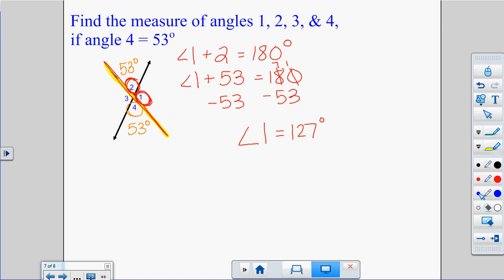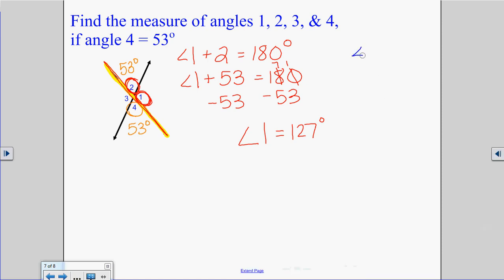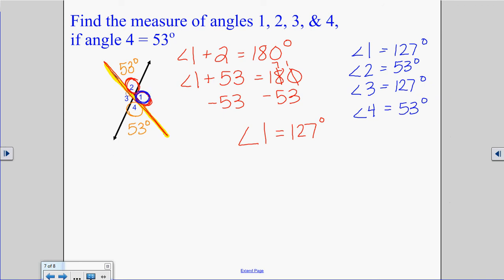So then what I do is I list them over here. Angle 1 is 127 degrees. Angle 2 is 53 degrees. Angle 3 is 127 degrees. And angle 4 is 53 degrees. 1 and 3 are the same, and 2 and 4 are the same. And this is your answer.